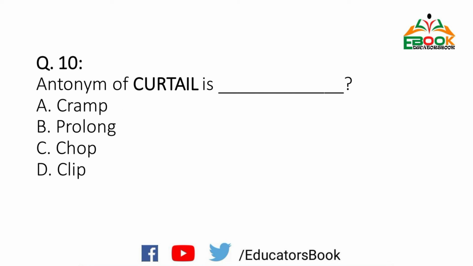Question number 10. Antonym of curtail is A. Cramp, B. Prolong, C. Chop, D. Clip. The correct answer is option B, prolong.